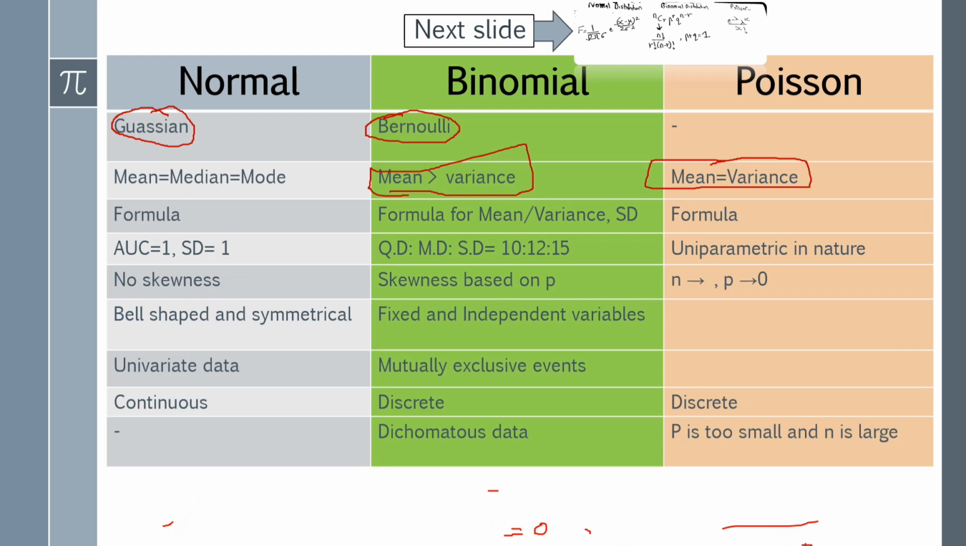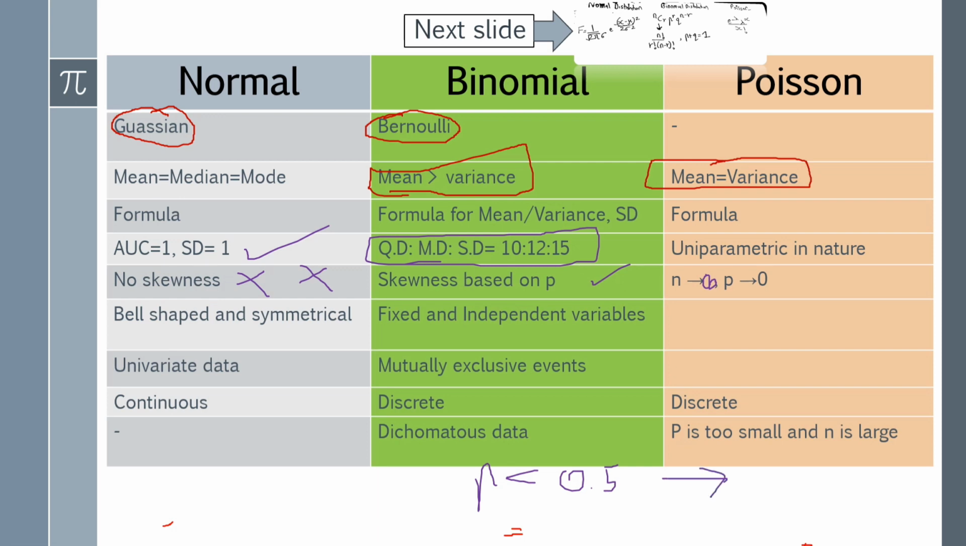Okay, the next point is area under the curve, and standard deviation is 1 for normal distribution. The ratio of QD, MD, standard deviation is around 10 is to 12 is to 15, and Poisson's is uniparametric in nature. Now the next point is skewness: in normal distribution there is no skewness, while in binomial distribution there is skewness. If P is less than 0.5, there is positive skewness. If P is greater than 0.5, there is negative skewness.